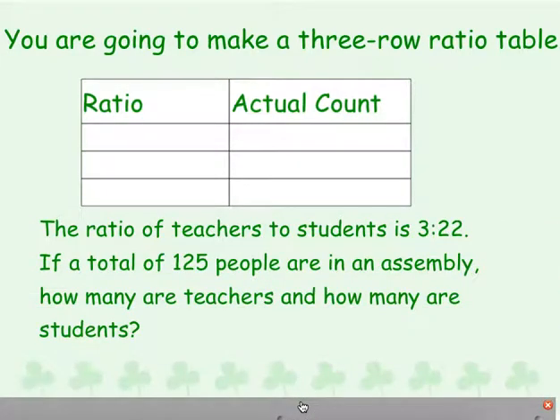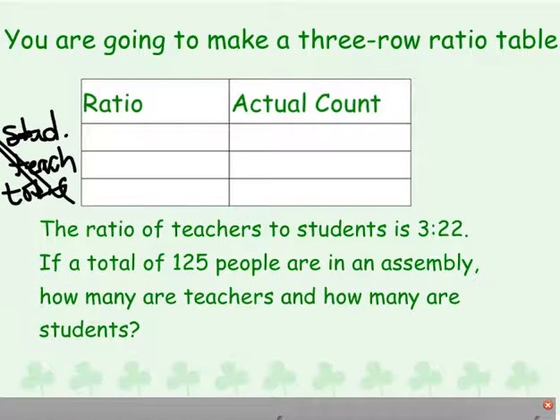So in this instance, we have the ratio of teachers to students is 3 to 22. If the total people in the assembly, so teachers and students, is 125 people, how many are teachers and how many are students? Well, we need to set up this 3-row ratio table with what we have. So let's plug that in. And so one row is going to tell me my students. One is going to tell me my teachers, both ratio and actual, and one is going to be my total.